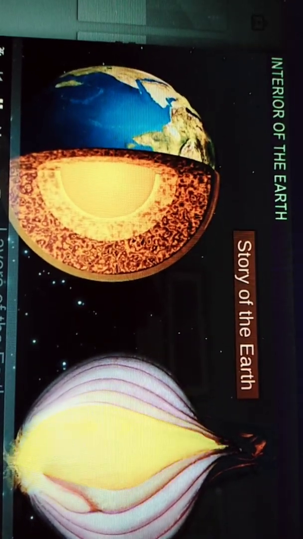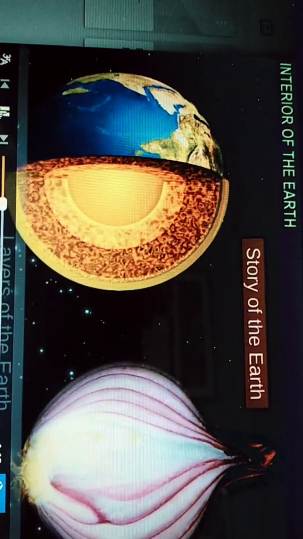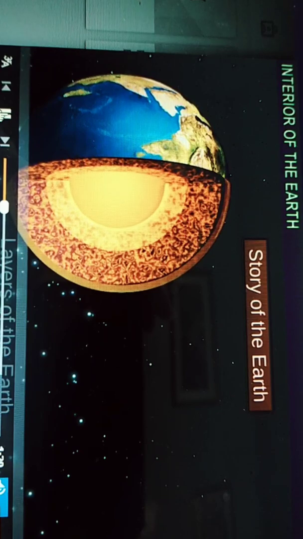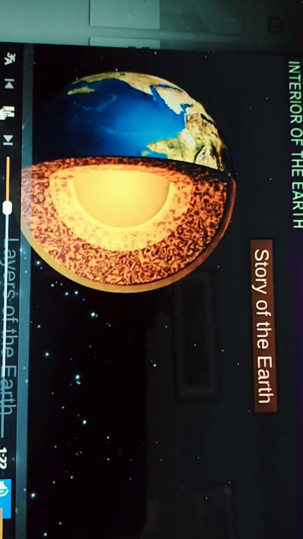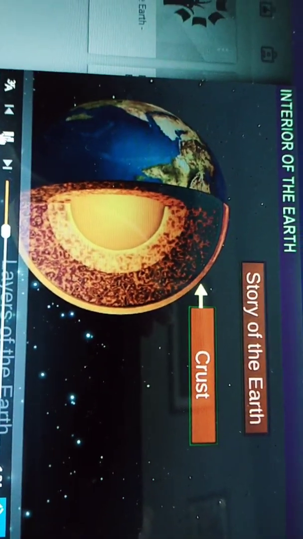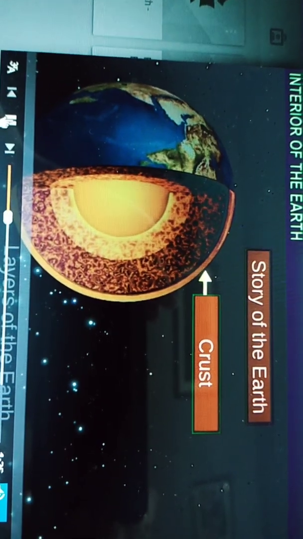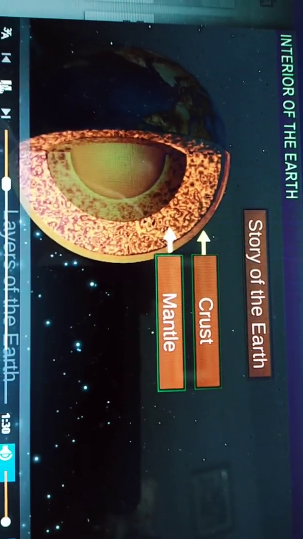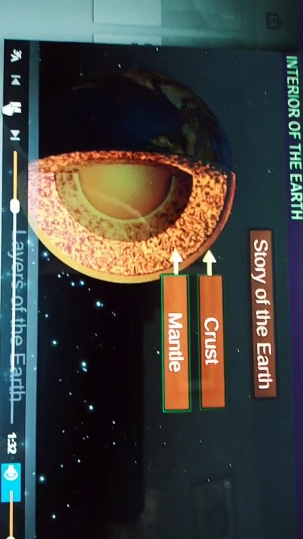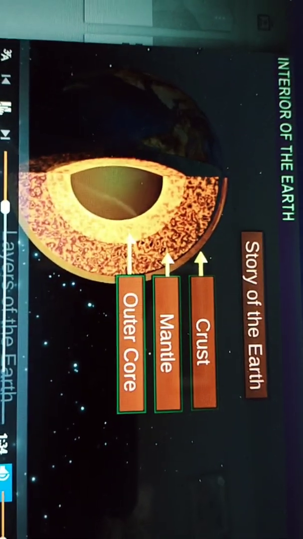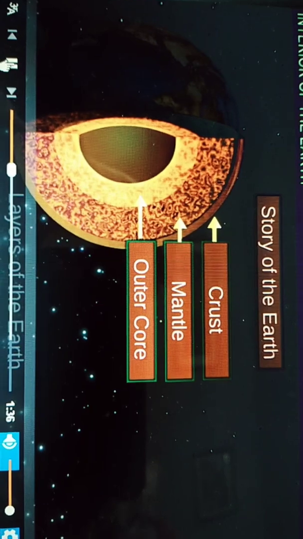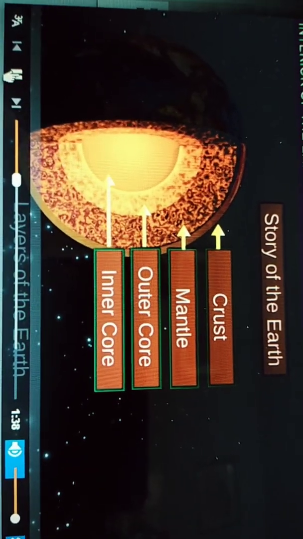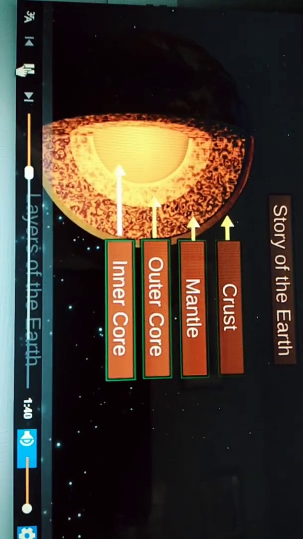These layers are arranged one on top of the other. The outermost layer is the solid crust. Next is the highly viscous layer called the mantle. Below the mantle is the liquid outer core of the earth. A solid inner core forms the earth's innermost layer.